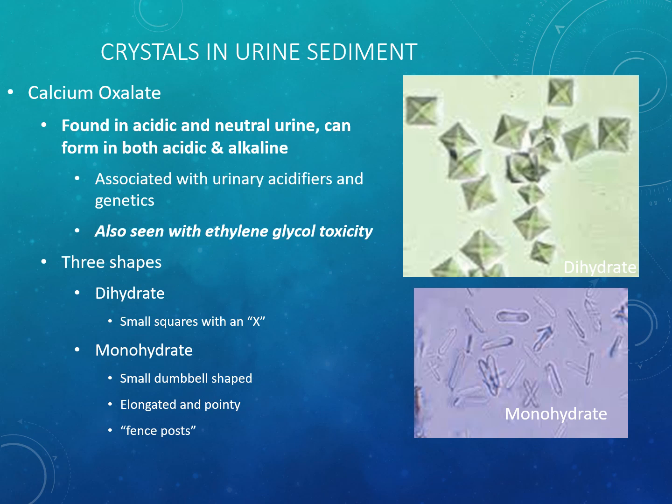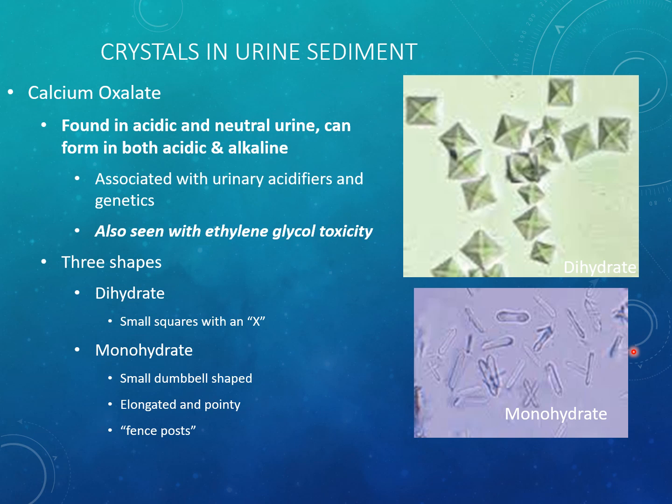Calcium oxalate crystals are also very common. They're usually found in acidic and neutral urine, but they can form in both acidic and alkaline. They're usually associated with urinary acidifiers and genetics. They can also be seen with ethylene glycol toxicity or antifreeze ingestion. There are a few different shapes. The most common that you're going to see is the dihydrate, which is the one on the right here that looks like a square with a little X in it. And a few of these can be seen in normal urine in dogs and horses, but when there's a lot, it usually indicates disease.